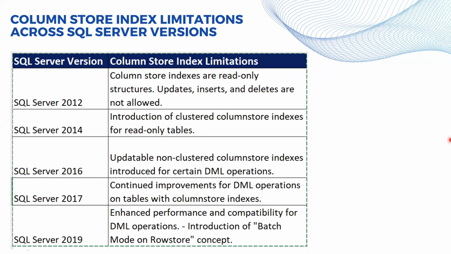Actually, previously batch mode was there in column store. Now they have introduced batch mode in row store also. Batch mode means, as I told, in SQL Server our data is stored in pages. It is not processed one page at a time, but in batches, like 1 to 1000, 1000 to 2000, 2000 to 3000. So that batch mode is introduced in the row store index type concept.